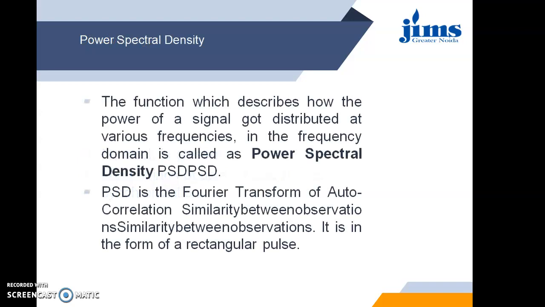Now the power spectral density. The power spectral density, popularly known as the PSD, is the function which describes how the power of a signal is distributed at various frequencies. When the power is distributed in the frequency domain, we call it power spectral density. It is the Fourier transform of the autocorrelation, or similarity between observations, and it is taken here for the form of a rectangular pulse.